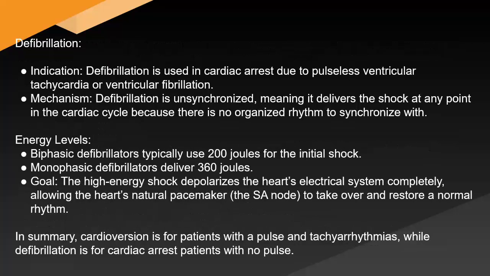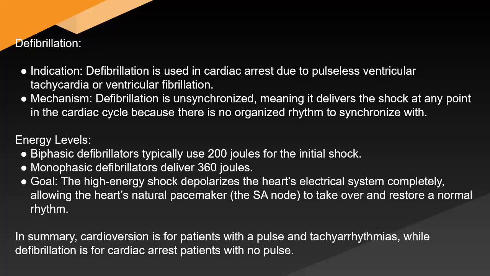Defibrillation. Indication: defibrillation is used in cardiac arrest due to pulseless ventricular tachycardia or ventricular fibrillation. Mechanism: defibrillation is unsynchronized, meaning it delivers the shock at any point in the cardiac cycle because there is no organized rhythm to synchronize with. Energy levels: biphasic defibrillators typically use 200 joules for the initial shock. Monophasic defibrillators deliver 360 joules.